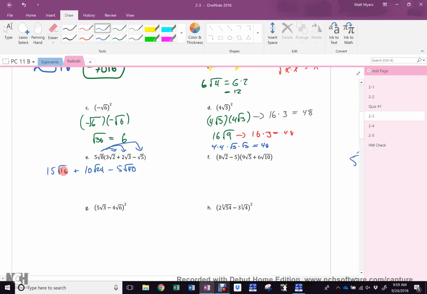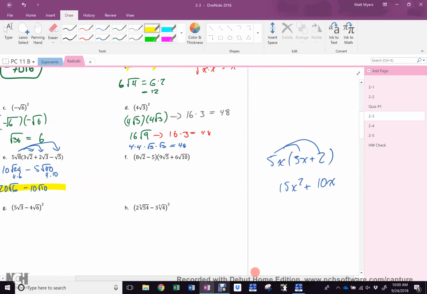What is the square root of 16? It's 4 times 4, so that's 15 times 4, which is 60. 24, we just did up top, is 4 times 6. What comes out? 20 root 6, and 40 is 4 times 10. What comes out? 10 root 10. Minus 10 root 10. Am I done now? Yes. Everyone is good? Excellent.